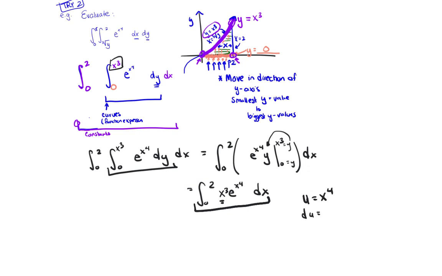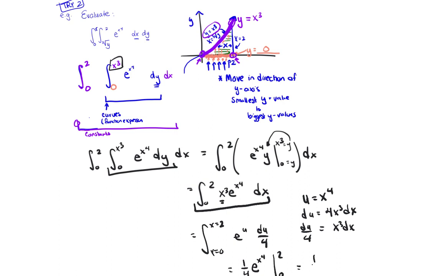My du is 4x cubed dx. So my x cubed dx can become a du over 4. And I get the integral. I'm going to leave my bounds in terms of x. I don't feel like changing them. x equals 0 to 2 of e to the u du over 4. So I end up with 1/4 e to the u. Let's go ahead and just plug that back in. e to the x to the 4th, evaluated from 0 to 2. So I get 1/4 e to the 2 to the 4th, which is 16. e to the 16th minus e to the 0, which is 1. So I just get 1/4 e to the 16th minus 1/4.